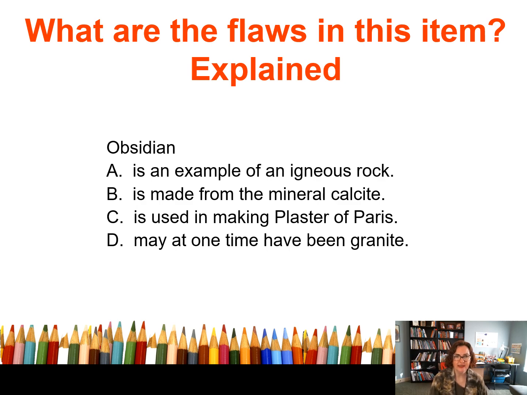When I look at this item, there isn't a question. It just says obsidian. And then the answers are all kind of all over the place. Is an example of an igneous rock, is made from the mineral calcite, is used in making plaster of Paris, may have at one time been granite. And so you want to make sure that your distractors are similar and that you have an actual question.